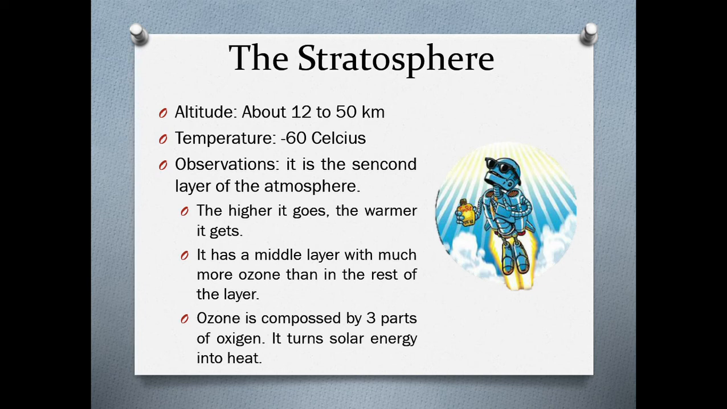Let's continue. It has a middle layer with much more ozone than in the rest of the layers. And we have something important in there, that is ozone. What is it? So basically ozone is composed of 3 parts of oxygen, and it turns solar energy into heat.